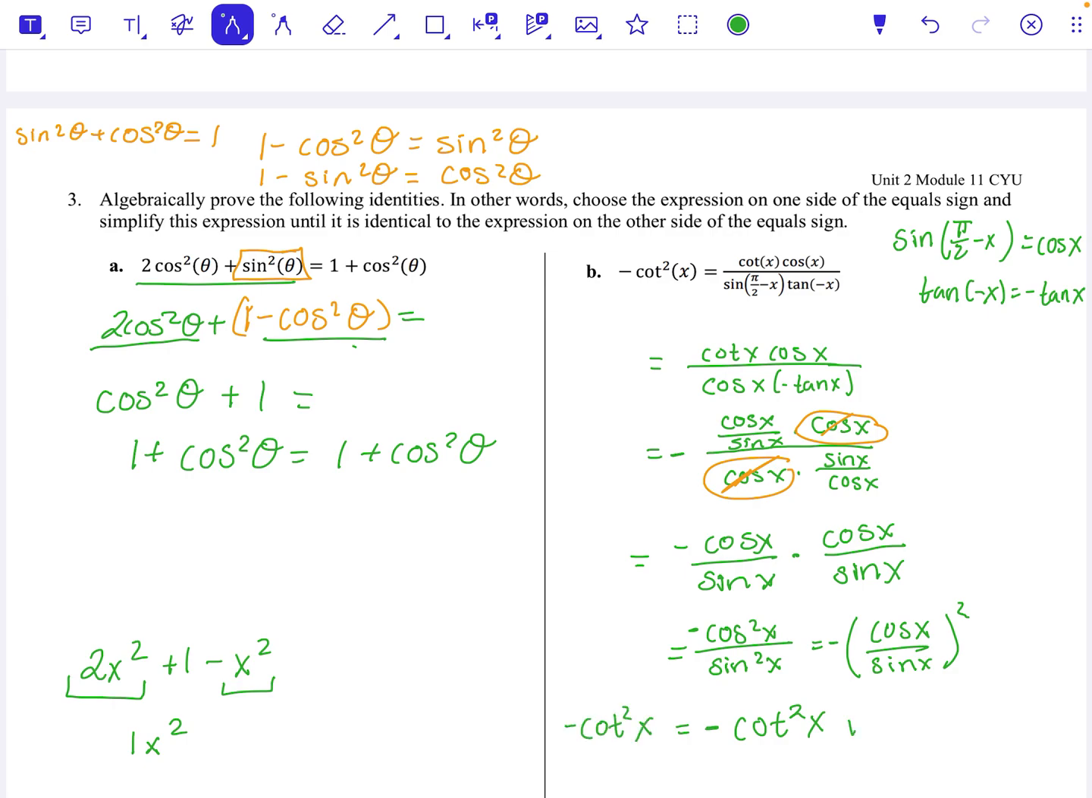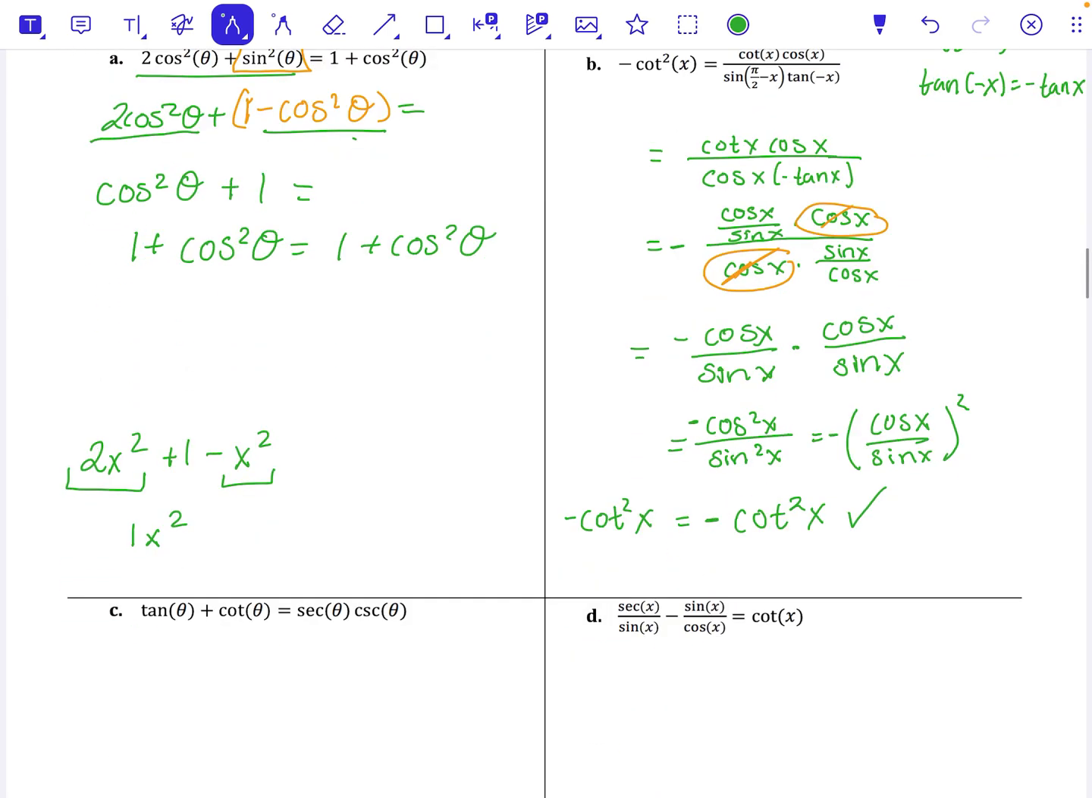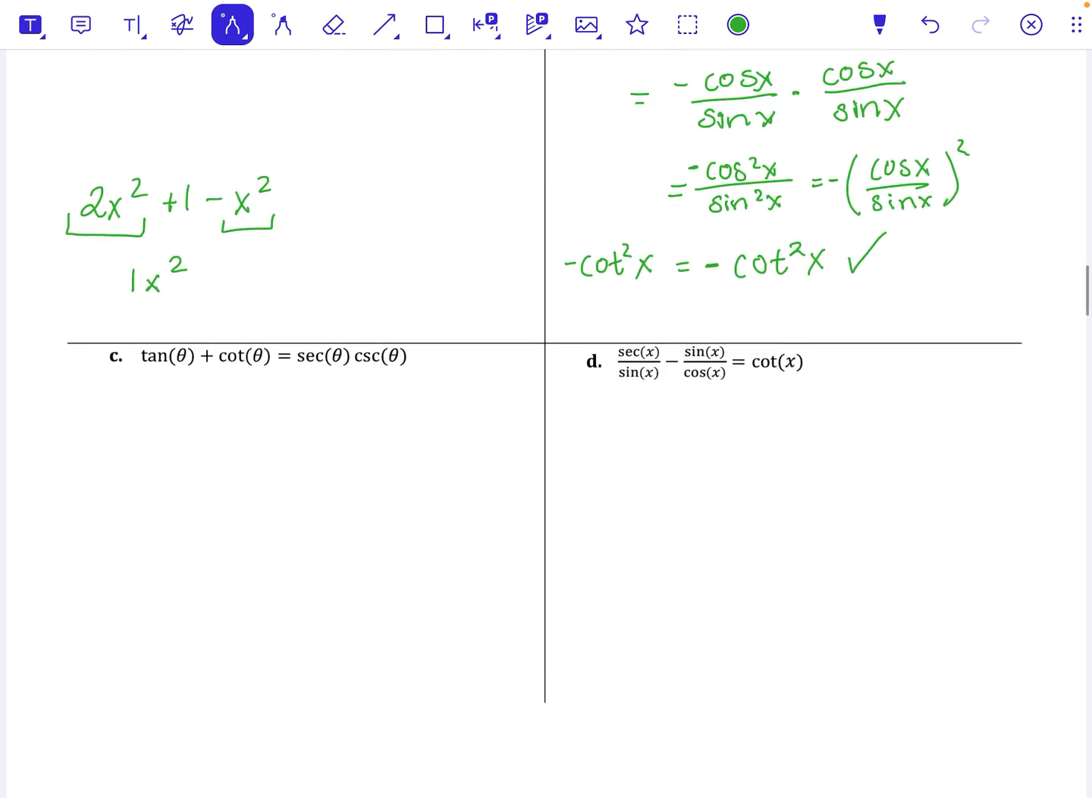We did it. Success. All right, this next one is one where you might look at it and go, I don't know what side I need to simplify.